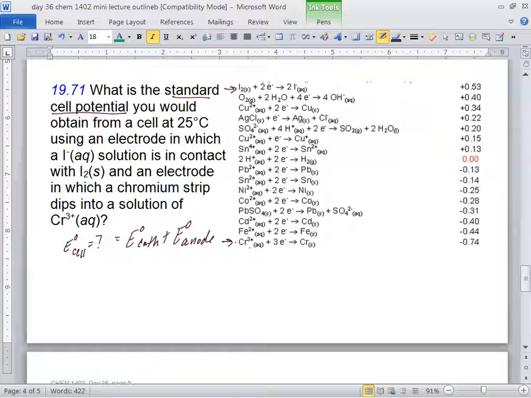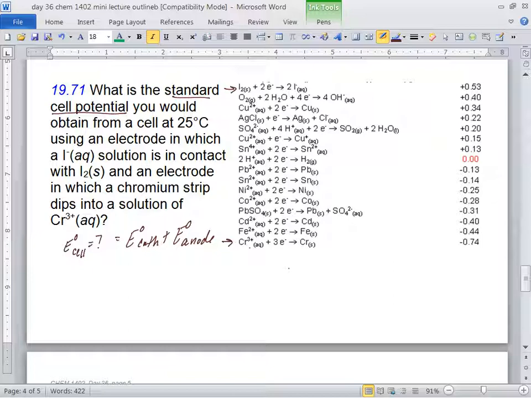You're going to flip the negative one. In fact, what you got to do is flip the most negative one every time. Because sometimes they both might be negative. But you got to flip the most negative one, right? Because chromium solid really wants to go to chromium plus 3 really, really bad. Positive 0.74 volts. Iodine solid really wants to go to I minus really, really bad. Positive 0.53 volts. So that's how you play this game.